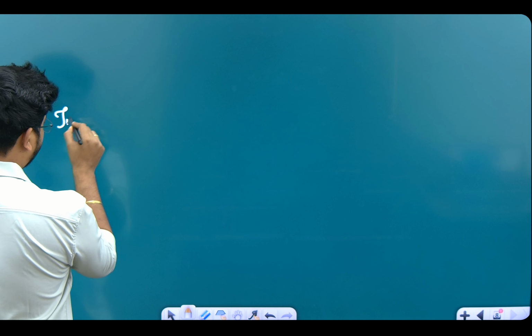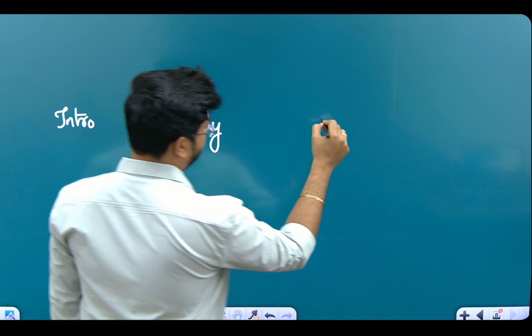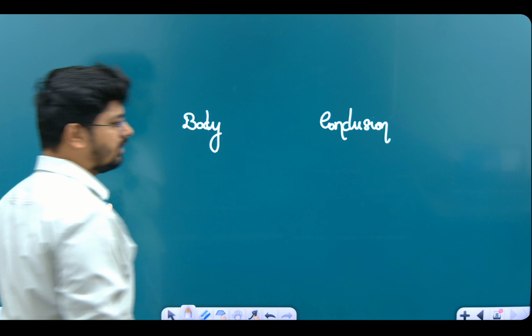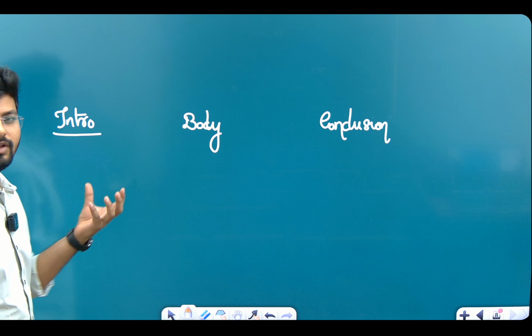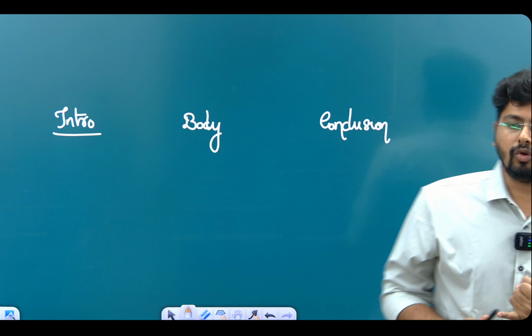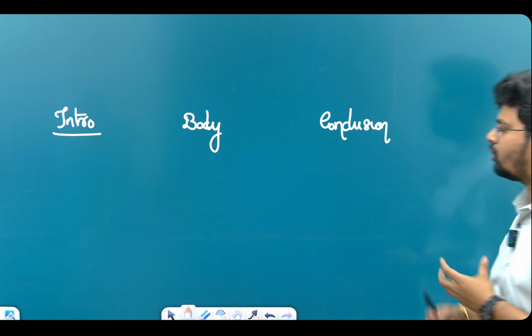Basically, you have to deal with three parts, that is introduction, body and conclusion, right? So in the introduction, what are you going to write? First, you'll talk about what is stunting and what is wasting. After discussing that, you'll say that these two components are the main problem in tribals. These are the ones which represent chronic and acute undernutrition.